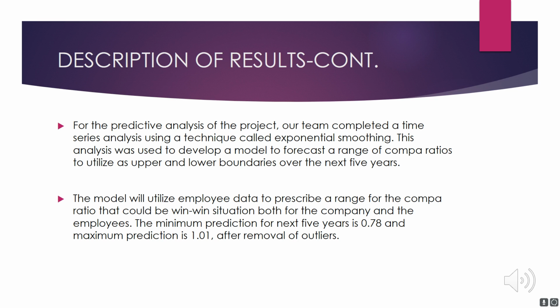As we stated previously, for the predictive analysis of our project, our team completed a time series analysis with the technique of exponential smoothing. It was used to develop a model to forecast a range of Compa ratios as an upper and lower boundary to utilize over the next 5 years. The model that we utilized will utilize employee data to prescribe that range of Compa ratio, and it would be both a win-win for the company and the employees. What we found is the minimum prediction over the next 5 years is 0.78, and the maximum prediction is 1.01, and that's after we removed the outliers.